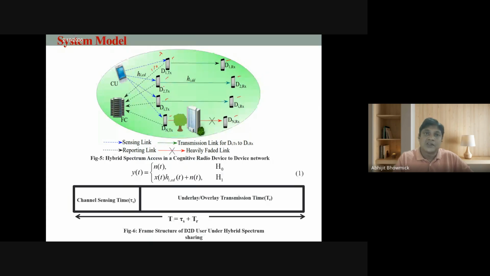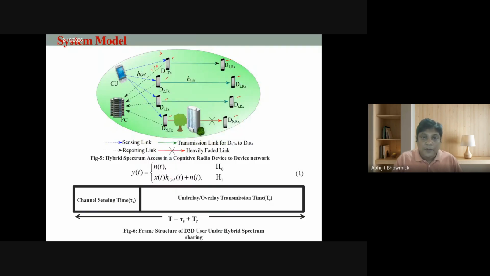If the decision goes in favor of the CU user not transmitting, meaning the user is not present, then they may transmit. That is an overlay transmission. Otherwise, they may find the user is there, meaning the decision goes in favor of the presence of the CU in the channel. In that case, if they want to transmit, they have to do a shared transmission. That is an underlay transmission. This is our scenario.